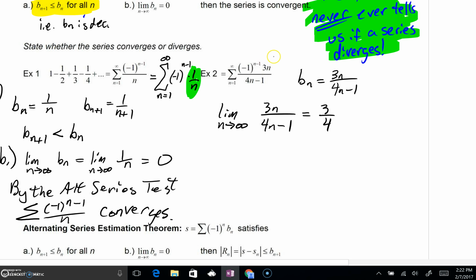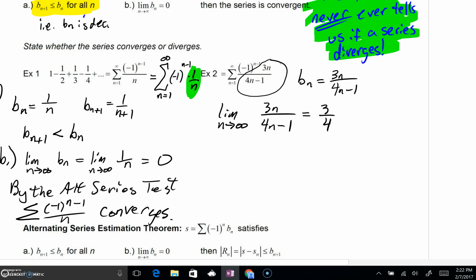Okay, so for problem number 2, we notice that that formula, ignoring the negative 1 raised to a power, if we just take that limit as n goes to infinity, we do not arrive at 0. And we can feel very disappointed because we're not going to meet the criteria for the alternating series test. That's going to happen a lot.